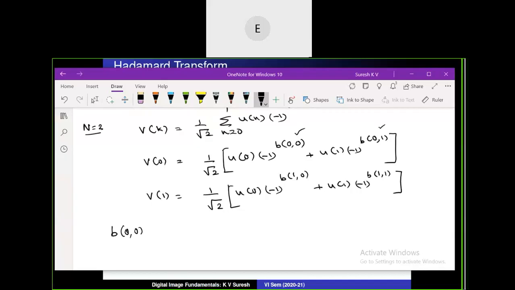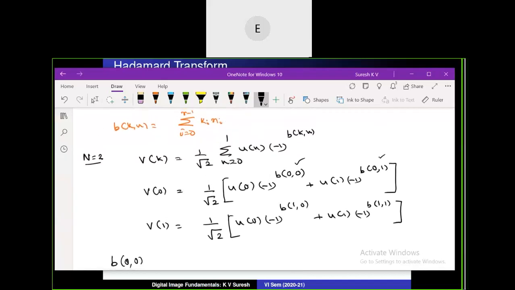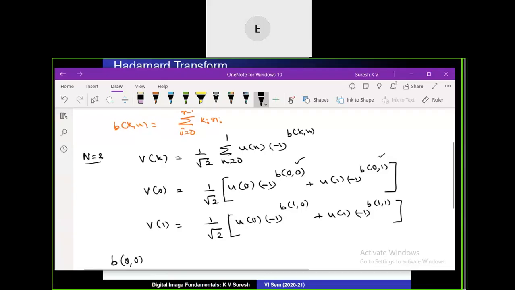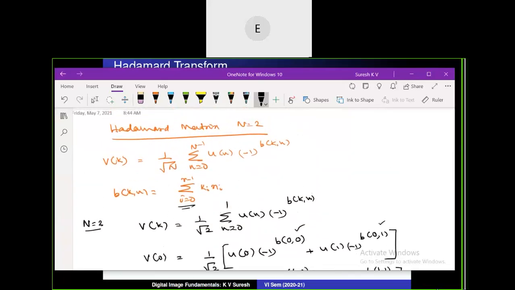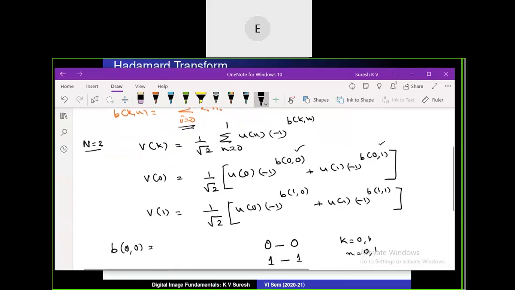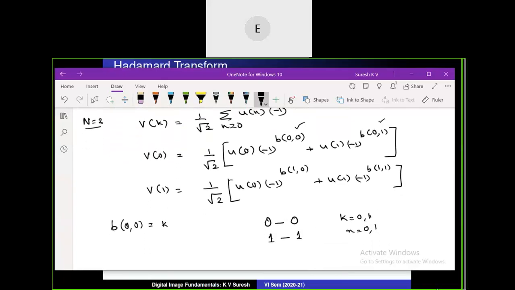What is the formula? It is summation i equal to 0 to r minus 1 of k_i n_i. So your k is taking only value 0 and 1. N is also taking value only 0 and 1. So to represent 0 and 1, you need only one digit. You know that. That means 0 is represented as 0, 1 is represented as 1. You need only one bit. So obviously, the summation will be from i equal to 0 to 0. So it will be k0 n0. That's all.